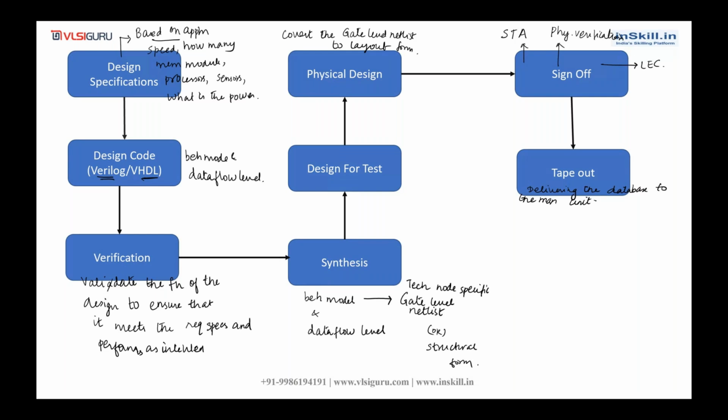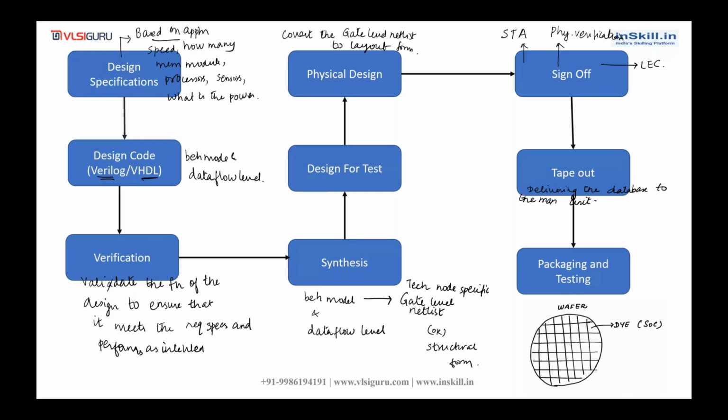And finally, we have packaging and testing. So after manufacturing, this is how our chip looks like. The big circle which you see is called a wafer, and each small portion is called a die. Packaging means covering this die with a protective layer. That is what is called packaging. And testing means testing whether our chip is good or not, whether our chip has any manufacturing defects or not.